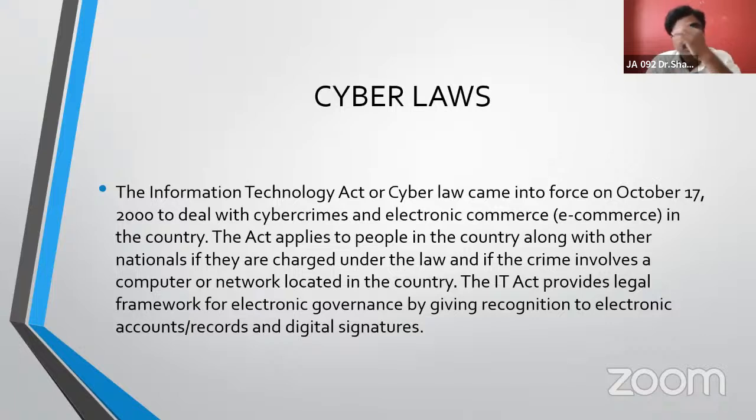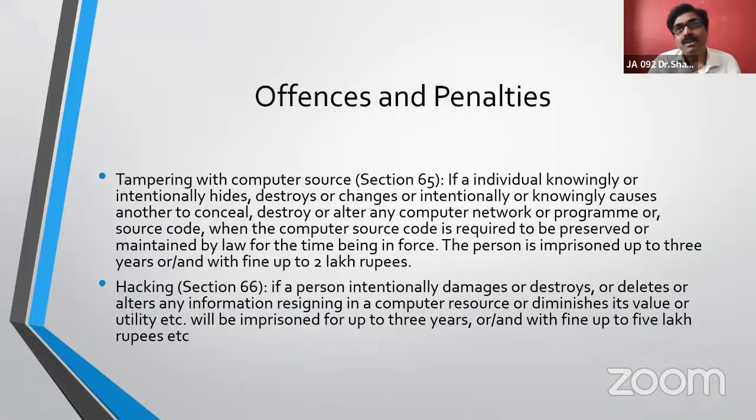So this is the scope, the parameters it will cover. Whatever kind of information or activity using the network or maybe using the computer. It involves any kind of activities, electronic commerce, or any kind of legal framework governing recognition of electronic accounts or records and digital signatures, which can disturb any kind of activities of the government as well as the individual.